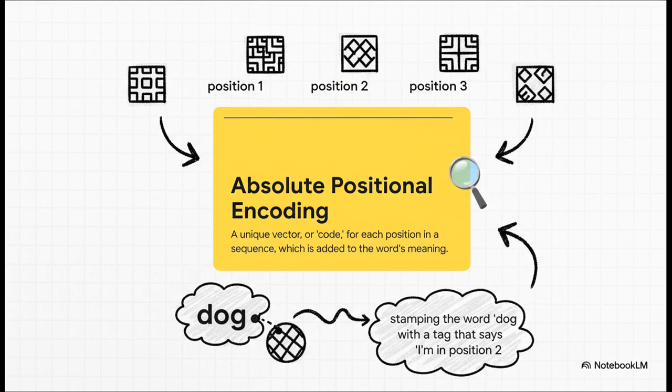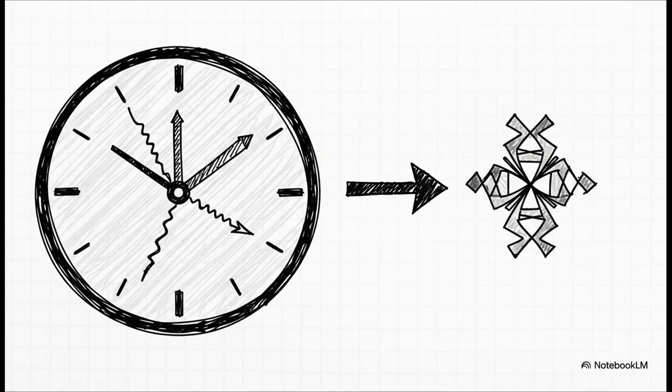It's kind of like taking the word dog and stamping it with a little tag that says, hey, I'm in position number 2. And the way they made these codes is just super clever. They used a mix of sine and cosine waves. Yep, the same ones from high school math. Think of it like a clock, but a really weird one with a bunch of hands. You've got some hands, those are the low-frequency waves, that tick really slowly, like an hour hand. Then you've got other hands, the high-frequency waves, that are spinning around super fast, like a second hand. By combining the exact positions of all these different clock hands, you can create a totally unique signature for any moment in time, or in our case, for any position in a sentence.